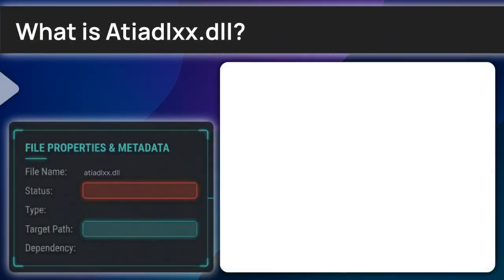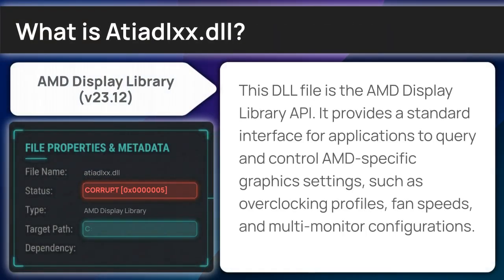This DLL file is the AMD Display Library API. It provides a standard interface for applications to query and control AMD-specific graphics settings, such as overclocking profiles, fan speeds, and multi-monitor configurations. Now that the technicals are covered, let's run the official installer.